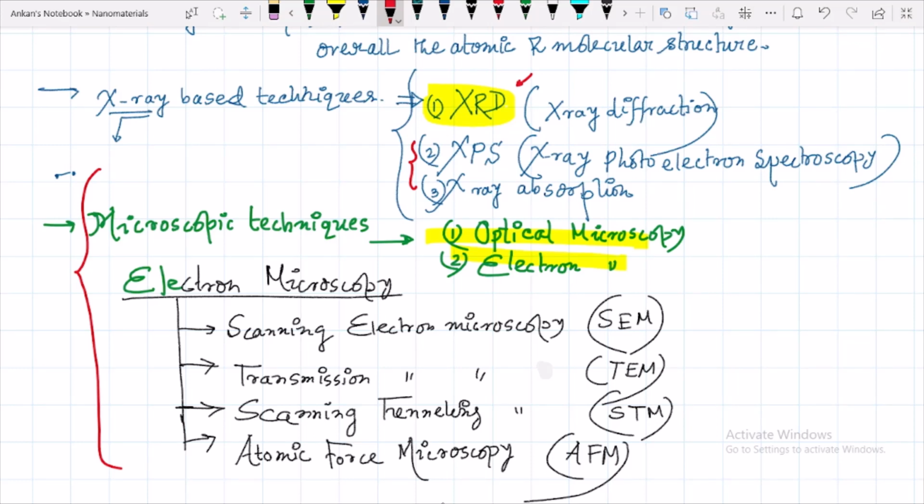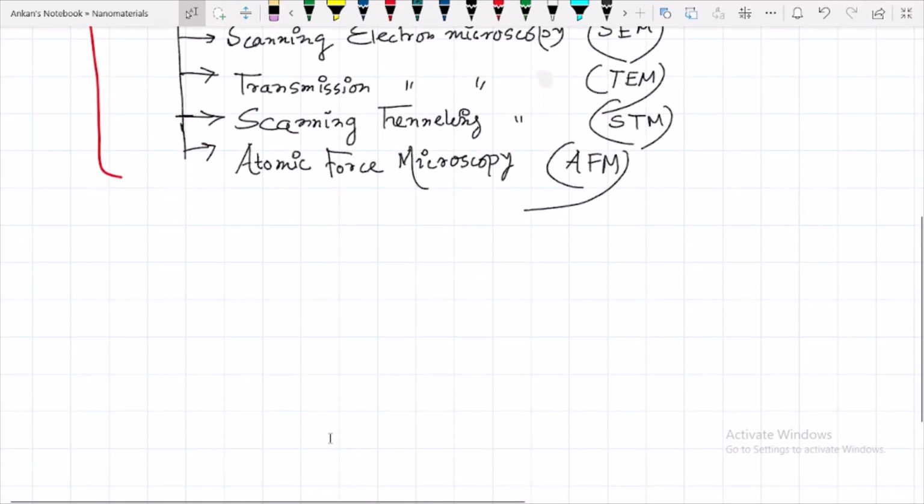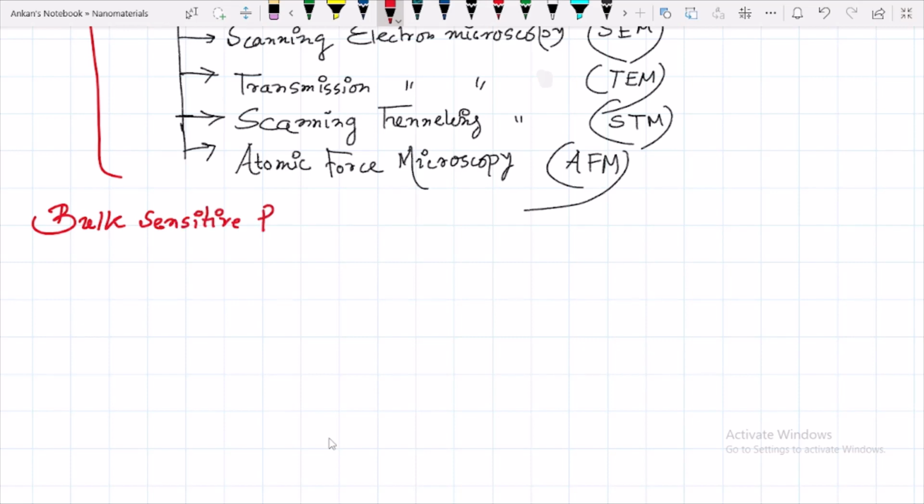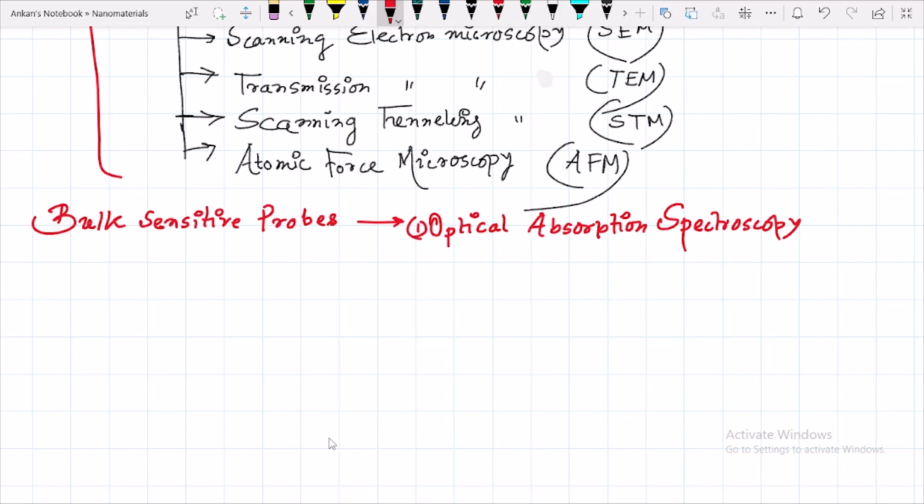It may be noted that there are also bulk sensitive probes available, such as optical absorption spectroscopy, infrared spectroscopy (IR), and Raman scattering, which are also used.